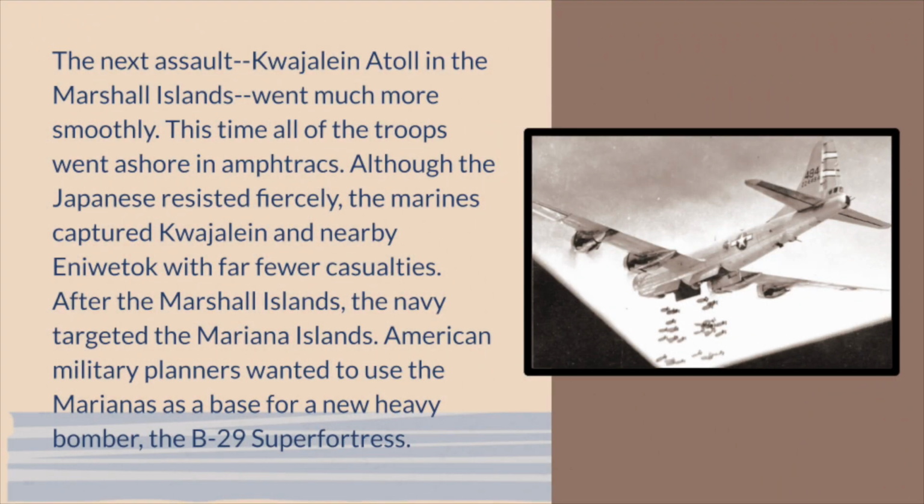The next assault, Kwajalein Atoll in the Marshall Islands, went much more smoothly. This time, all of the troops went ashore in Amtracs. Although the Japanese resisted fiercely, the Marines captured Kwajalein and nearby Roi-Namur with far fewer casualties.